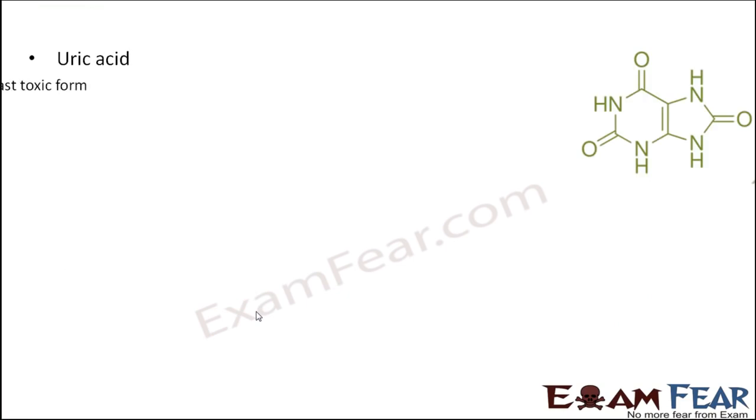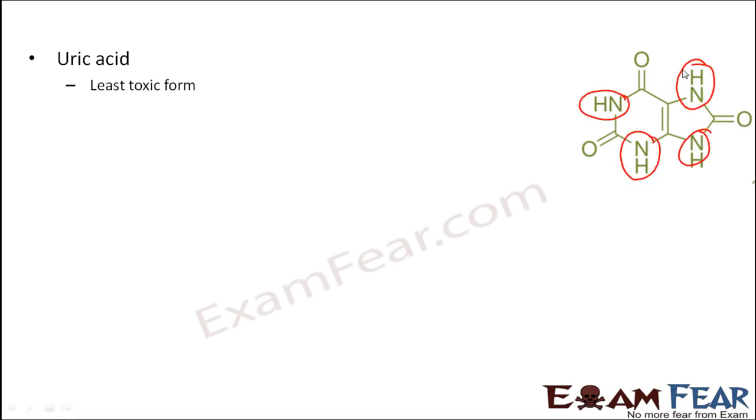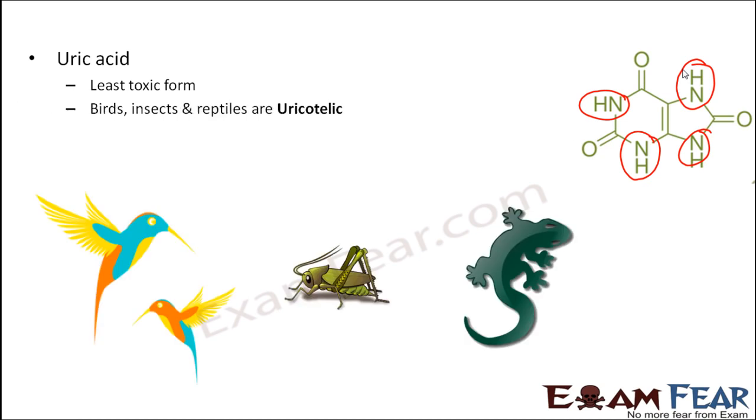Now the third nitrogenous waste, uric acid, is the least toxic form. If you look at its structure, this also has a lot of nitrogen in it, and that is why it is a nitrogenous waste, but it is the least toxic. Birds, insects and reptiles are uricotelic. Just remember these terms, and do not get confused between ureotelic and uricotelic. Uricotelic is uric acid. Ureotelic is urea. Generally birds, insects and reptiles like lizards excrete in the form of uric acid.